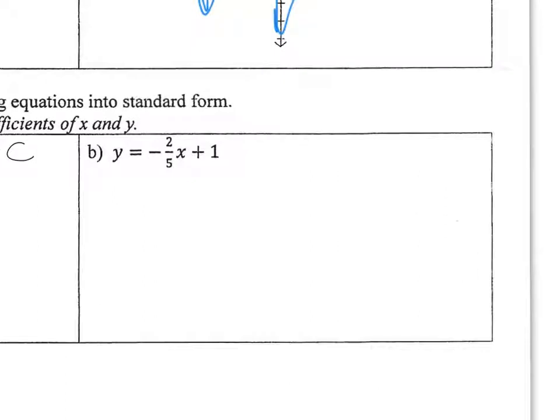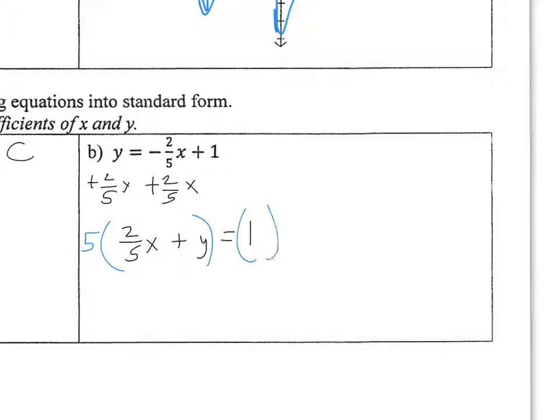Okay, letter B. I need to add 2/5 x to each side. So I have 2/5 x plus y equals 1. Now I need to clear fractions. So I'm going to multiply this side by 5 and this side by 5, still keeping the equation balanced, so this is going to be 2x plus 5y equals 5. So it's in standard form because x and y are on the same side, and I cleared fractions. These are all integers.